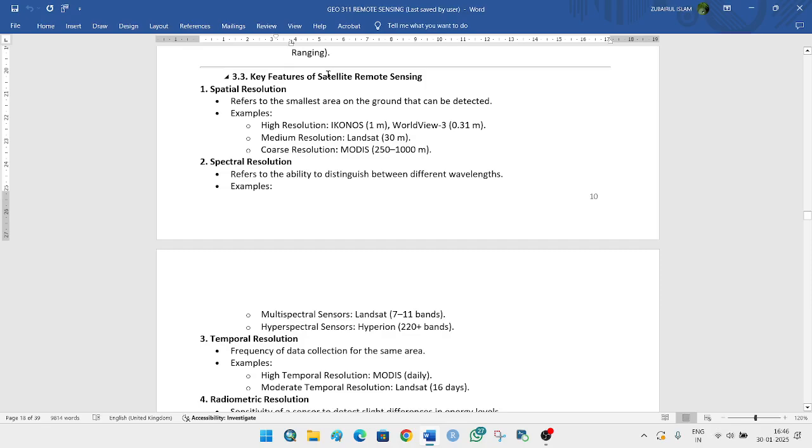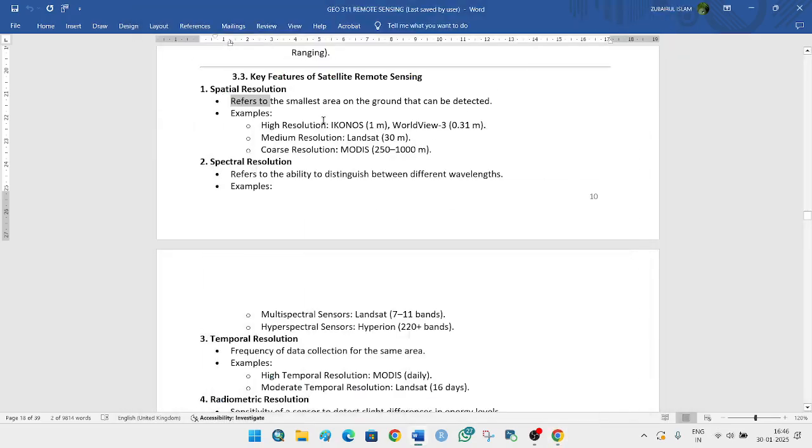Then what are the key features of satellite remote sensing? This is a very important part: key features, or we can say the key characteristics of remote sensing data. So the first characteristic which we must know is the spatial resolution. This is very important. The satellite data you are using, you must know what the resolution is. Let me demonstrate you something later.